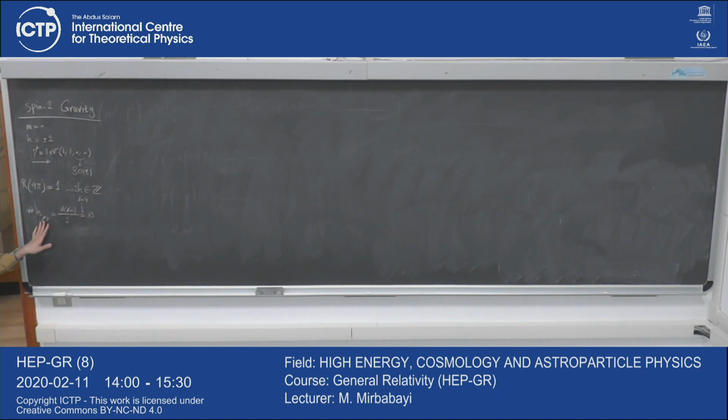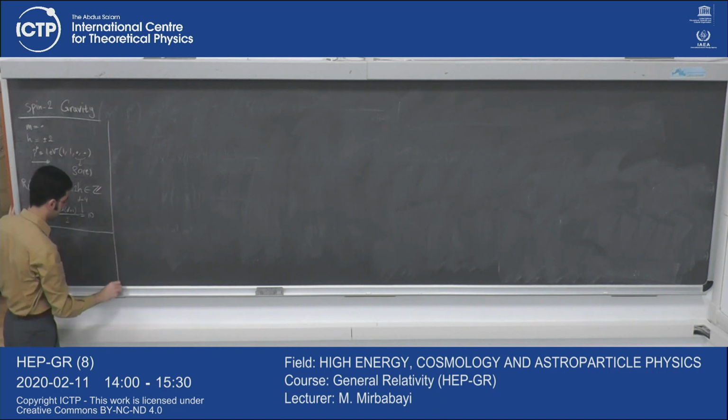So we have 10 independent components in h mu nu, but we only want to describe 2 helicities of graviton. So there is a redundancy in this description, and somehow we should get rid of that. This is reminiscent of the case of electromagnetism.